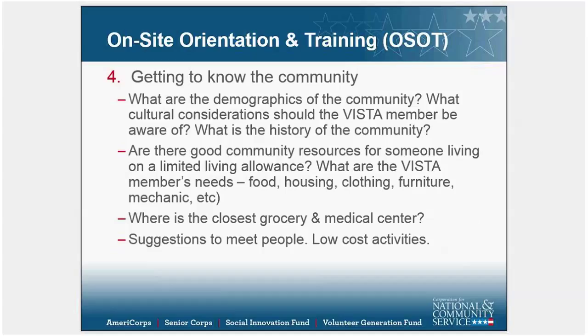For those local VISTAs, it can be important because maybe the part of the community that you guys are serving is different than the part of the community that they're familiar with. They may have grown up here, but maybe on the other side of town. So it can be really helpful to learn more about the history, the culture, and the demographics of the community that you're serving.